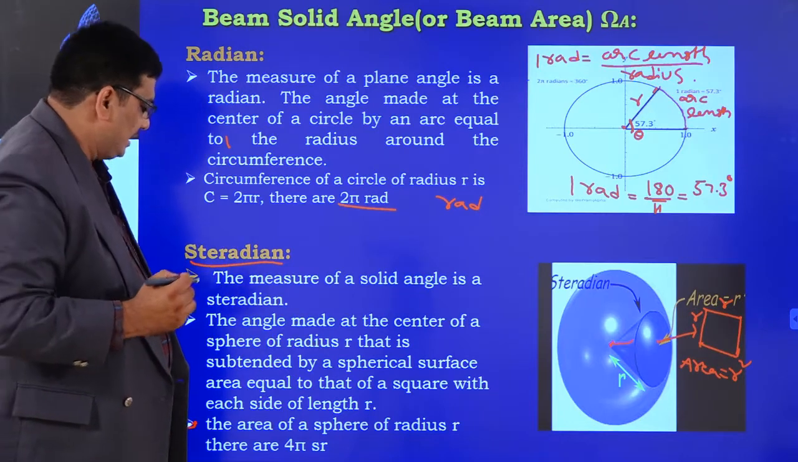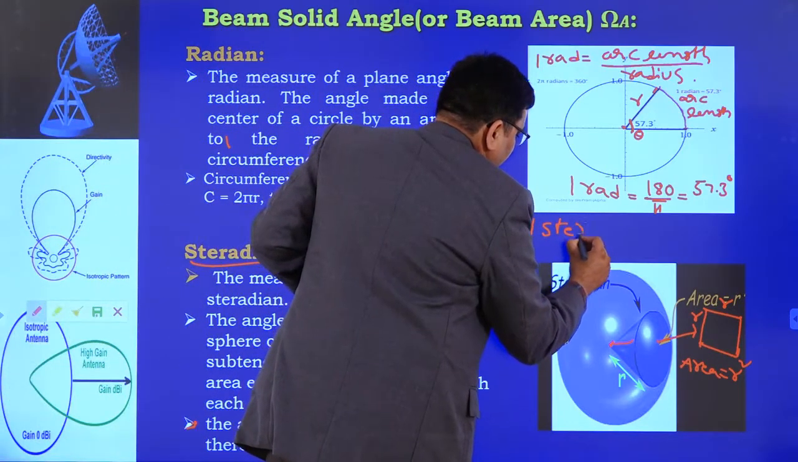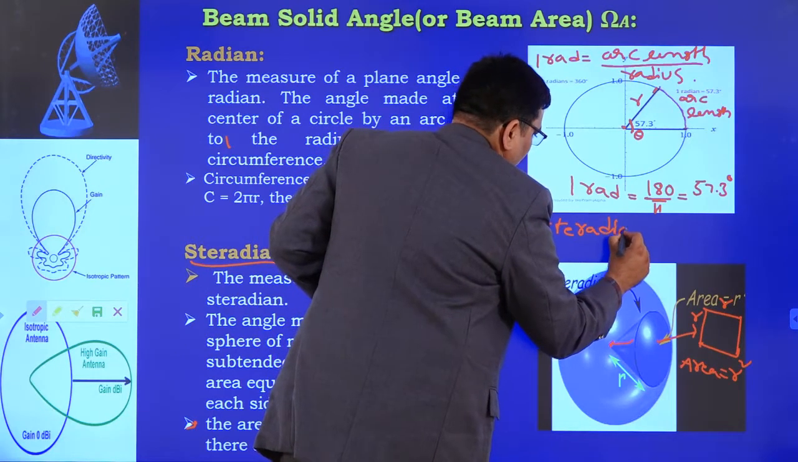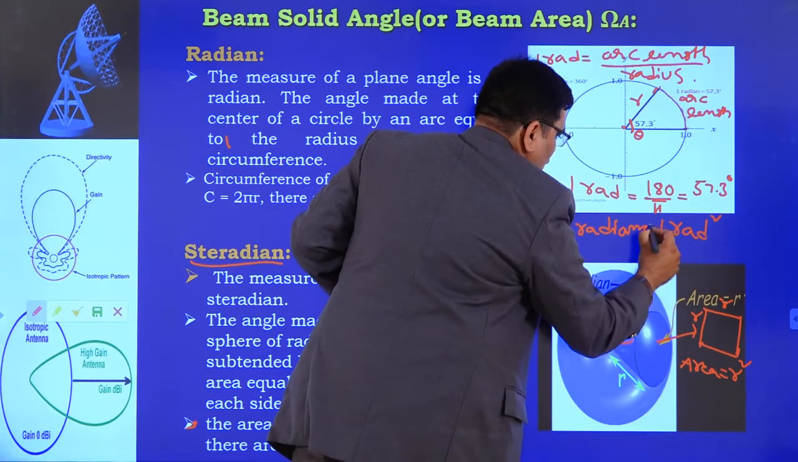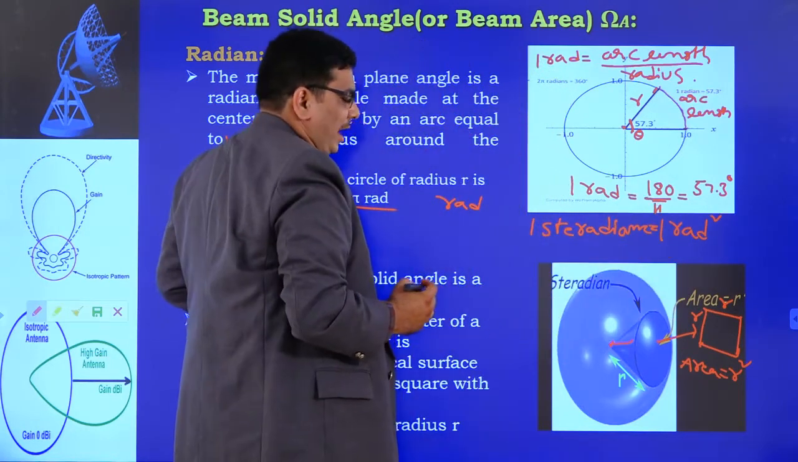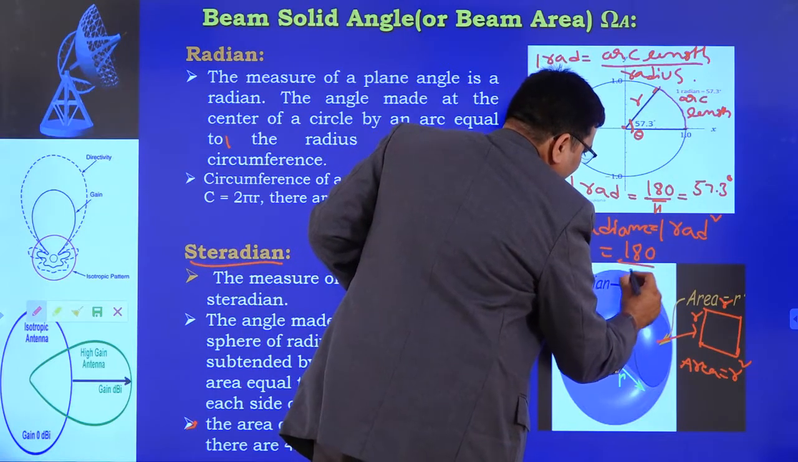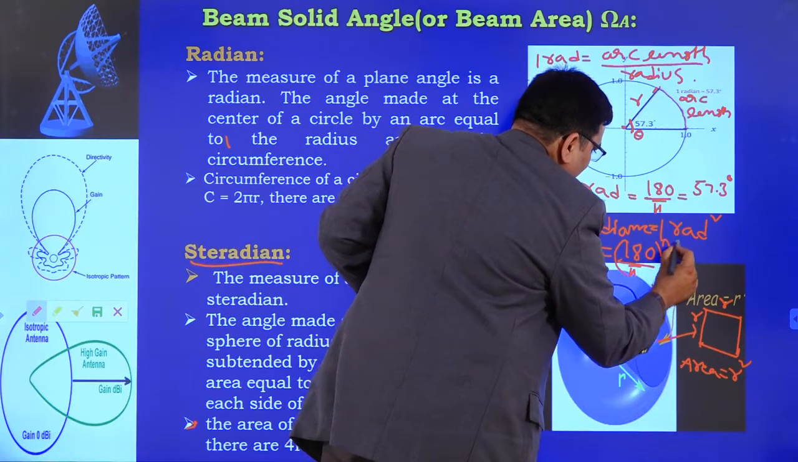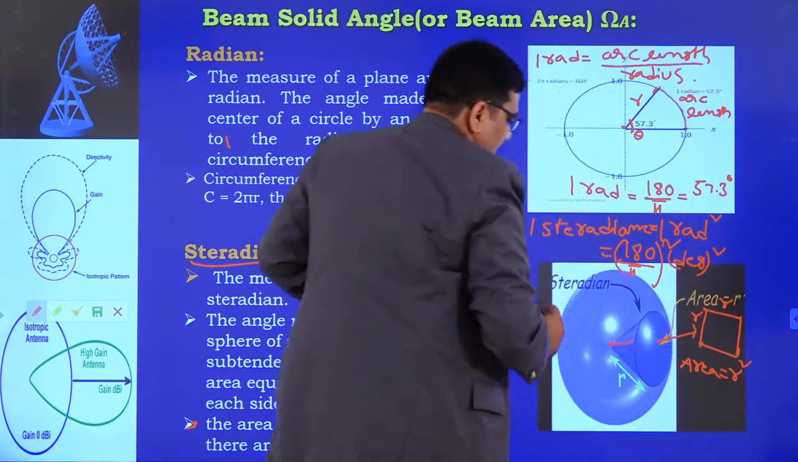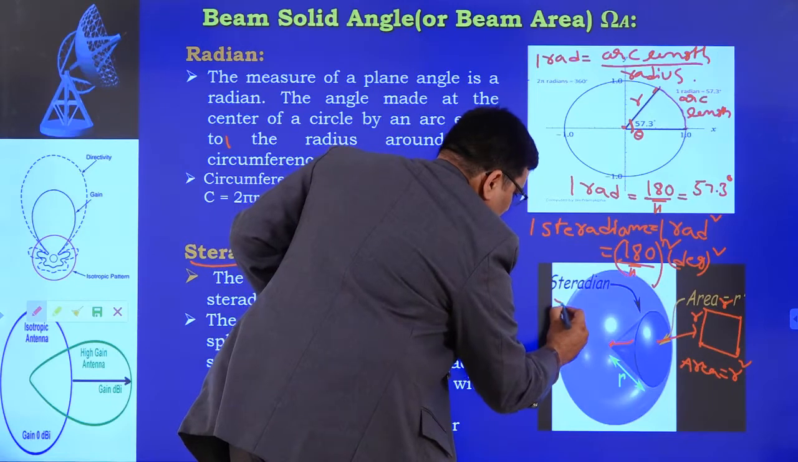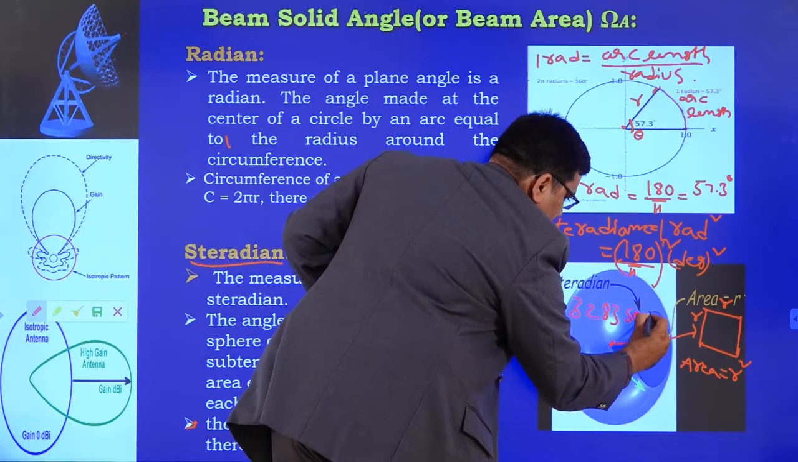So, 1 steradian is equal to 1 rad square. That is equal to 180 by pi whole square degrees square, which is equal to 3283 square degrees.